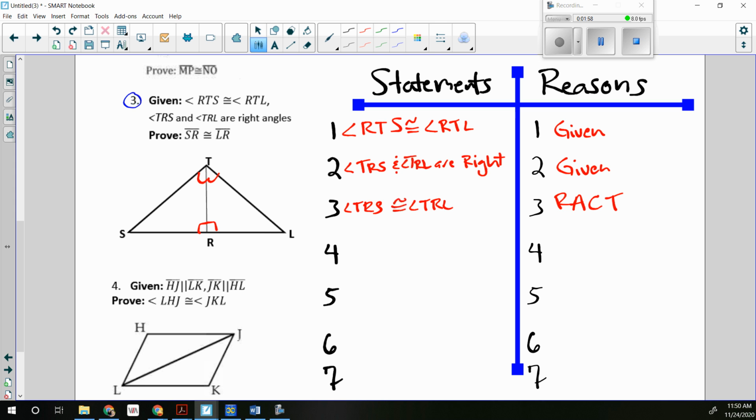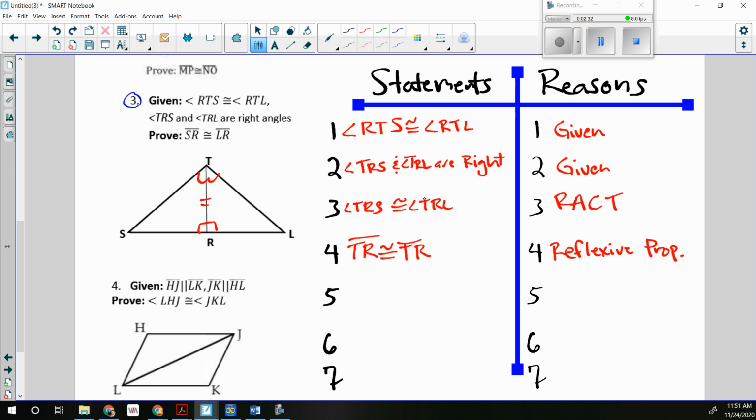Okay, so once we have that, then all we need to do here to prove these two triangles are congruent is we have an angle up here, an angle down here, and then they share this side. If they share a side, we know that that's going to be congruent because of the reflexive property. So I can say that TR is congruent to itself, TR, and that's by the reflexive property. Right, and that should be enough to say these two triangles are congruent.